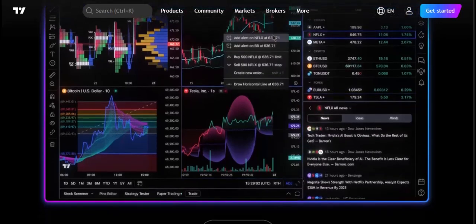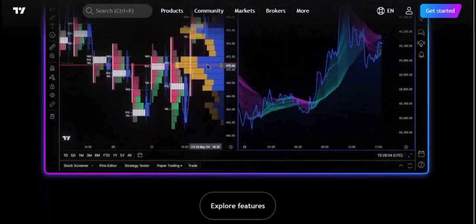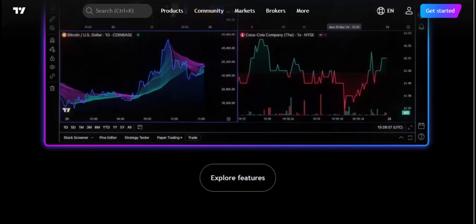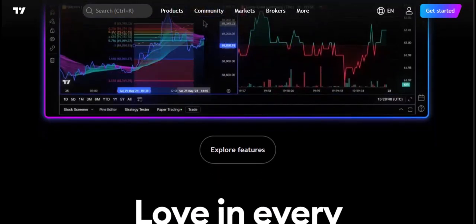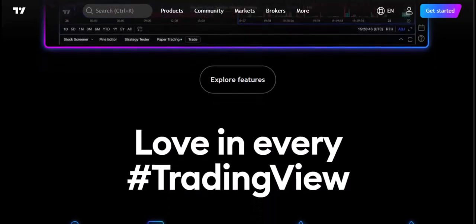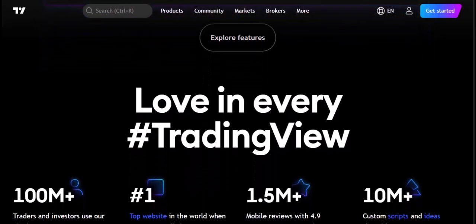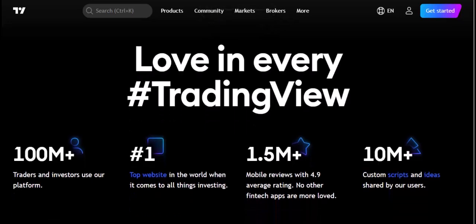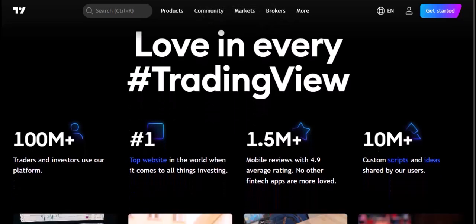Its MQL4 programming language allows for deep customization, enabling traders to develop and backtest their own indicators and trading robots. Plus, the MT4 marketplace offers a vast library of both free and paid EAs and indicators, making it a hub for those seeking to automate their trading.